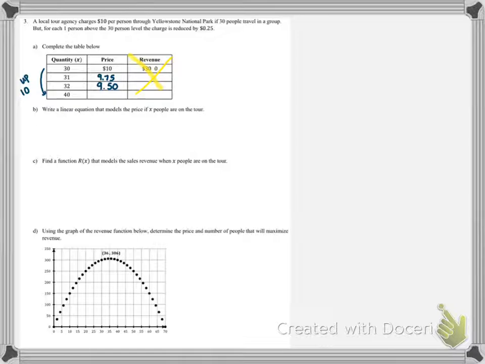$2.50, right? I have to lower it by 25 cents 10 times, right? Because for every one person increase, my price goes down by 25 cents. So from here to here, I have to go down by 10 times 0.25. So that makes this like $7.50.